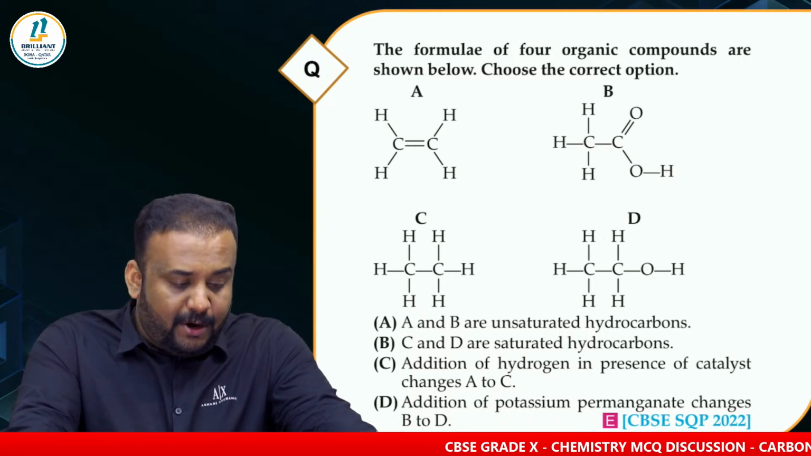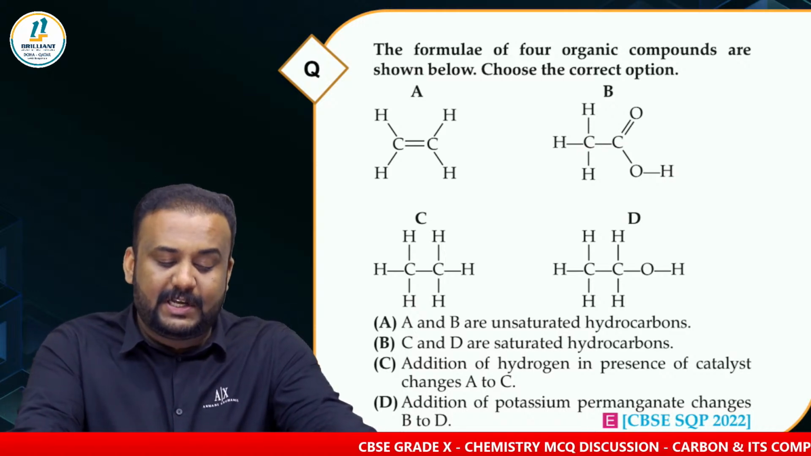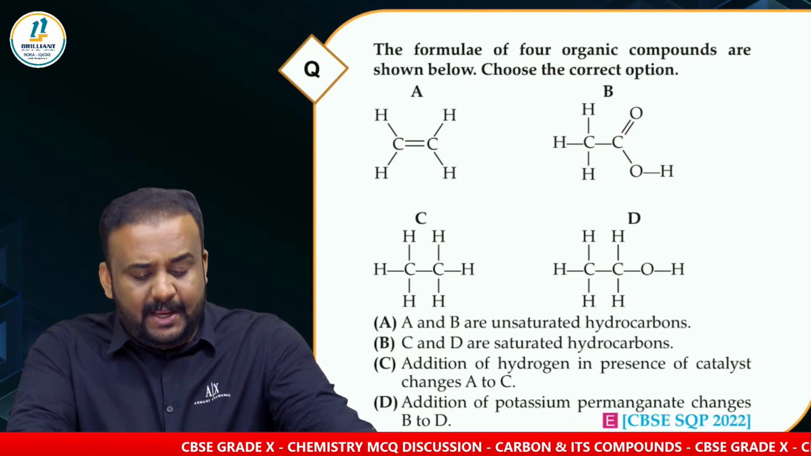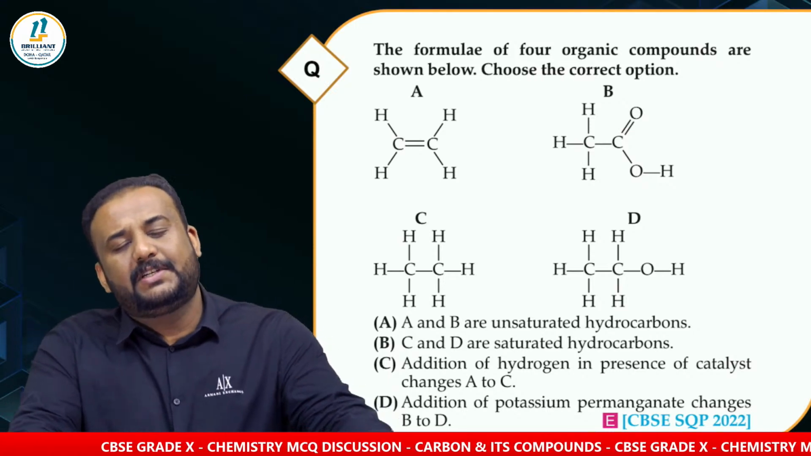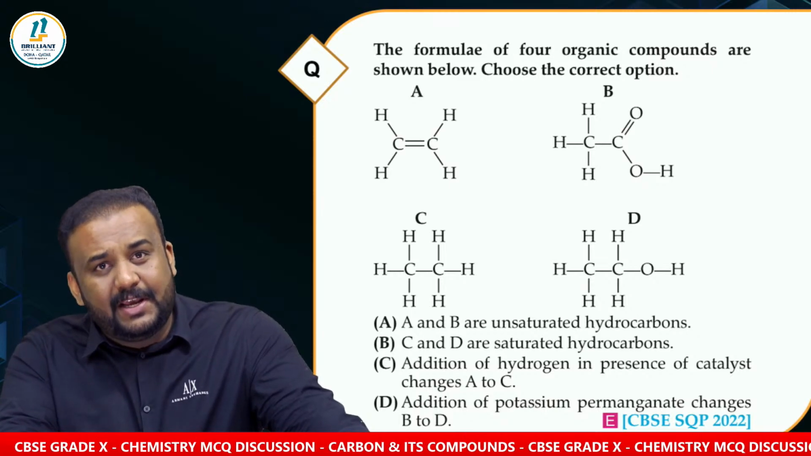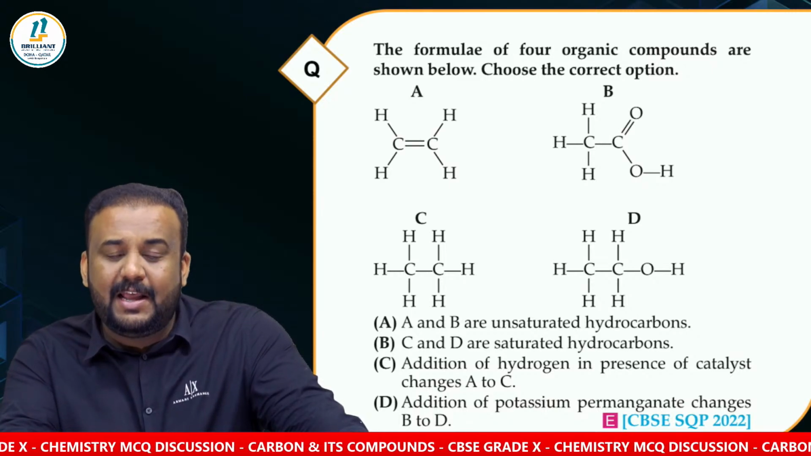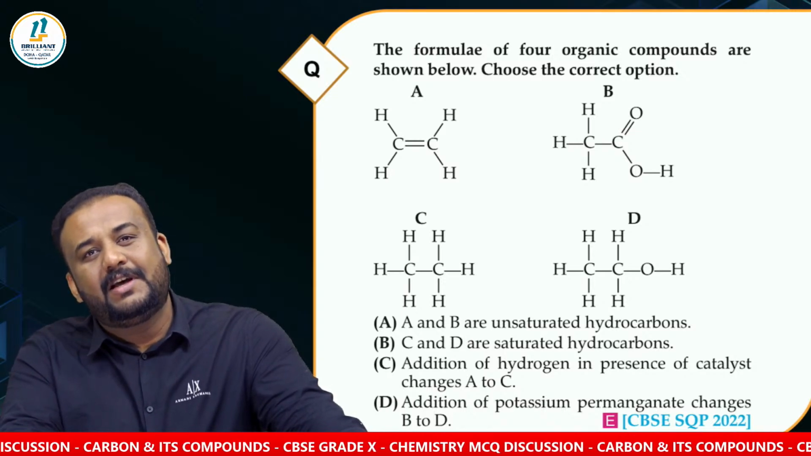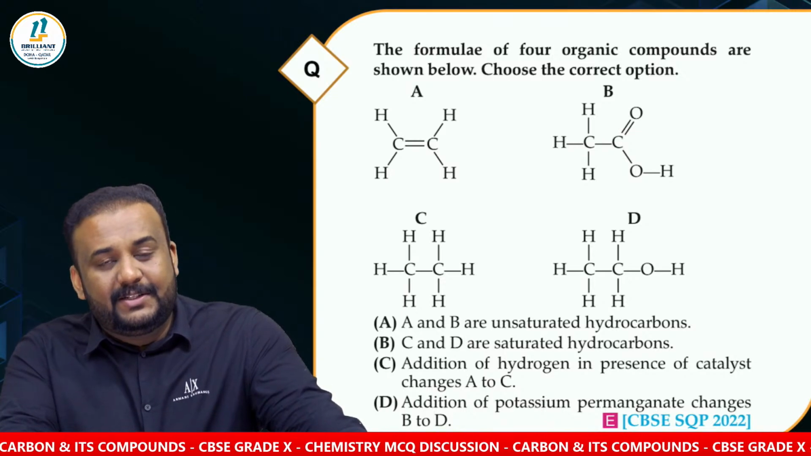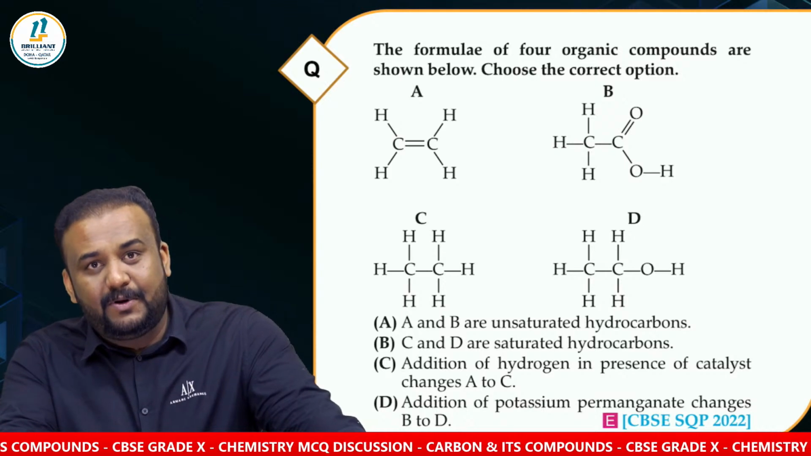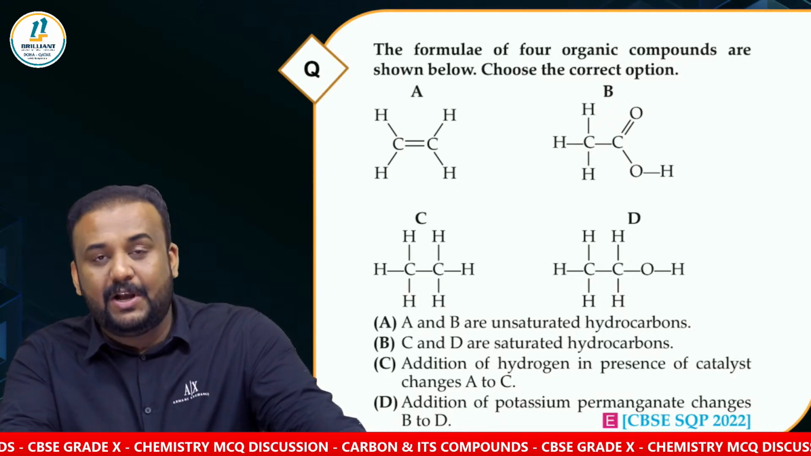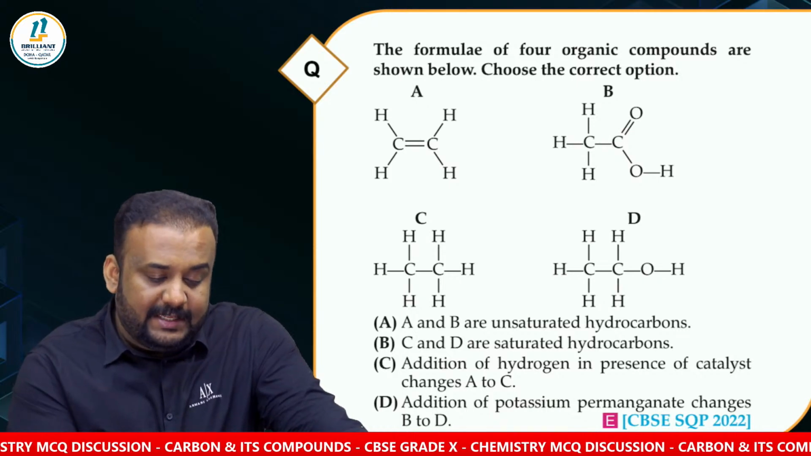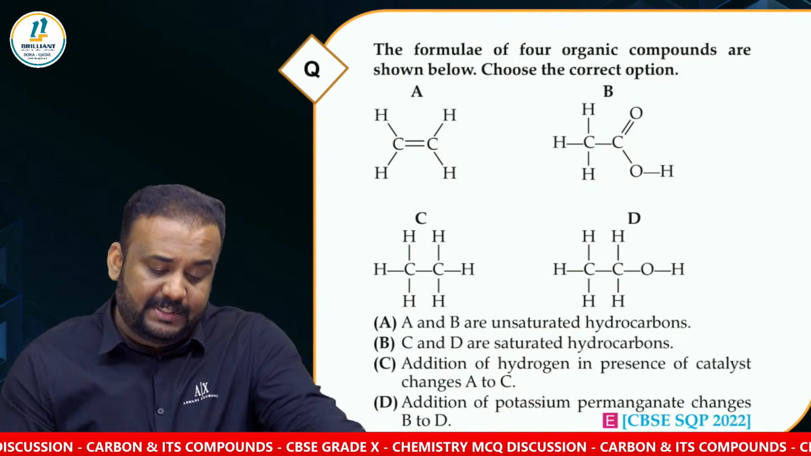The formulas of 4 organic compounds are shown below. Choose the correct option. See, in MCQ questions, it's very easy to score the marks, and at the same time, if you have a little bit of carelessness, the whole 1 mark will be gone. So you need to be really careful and very much focused on reading the question as well as the options. So look at this list of 4 compounds given here.